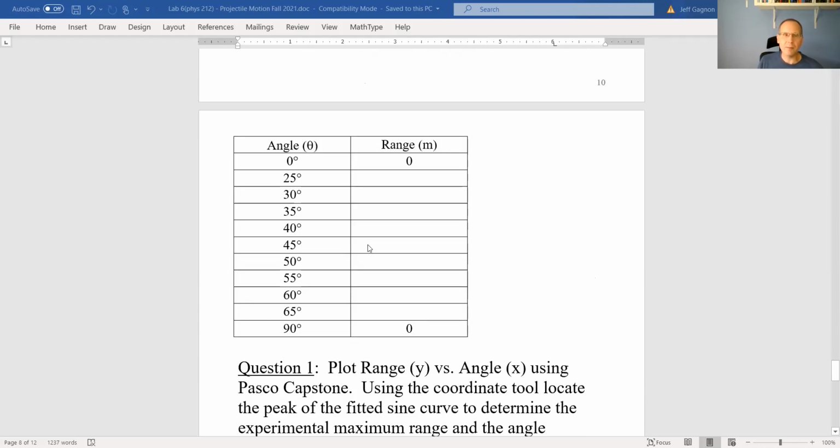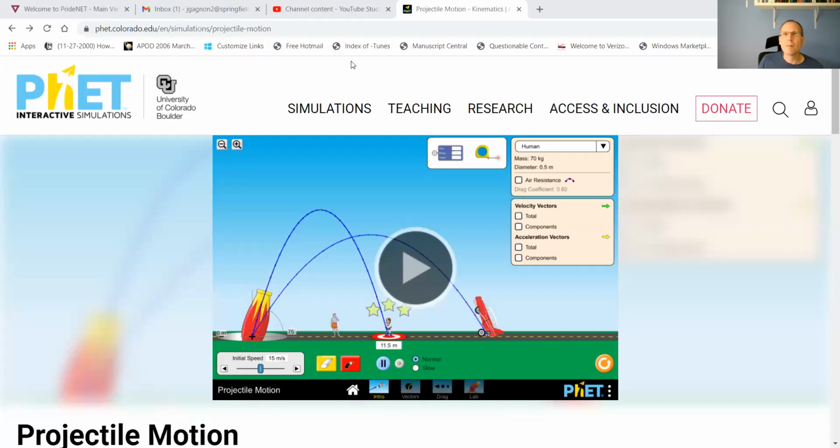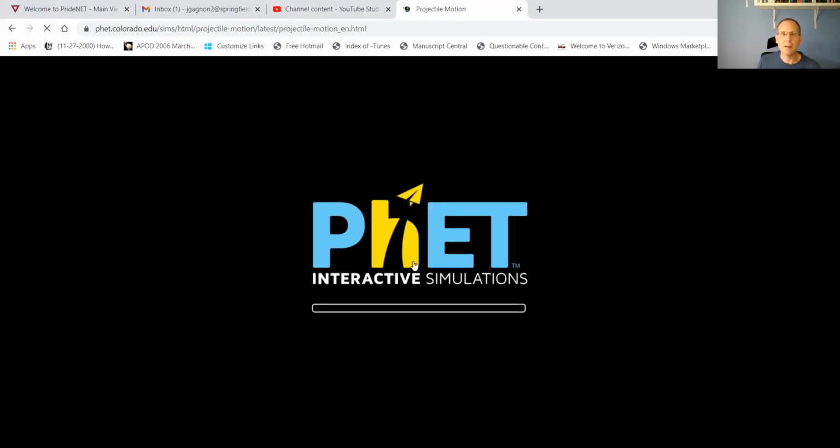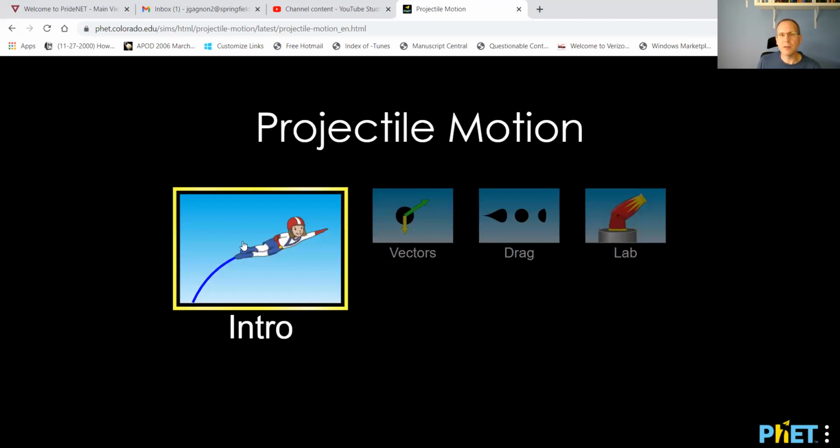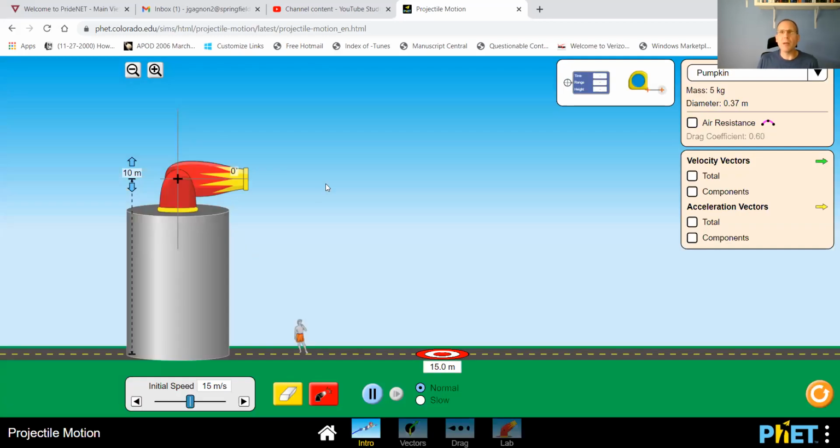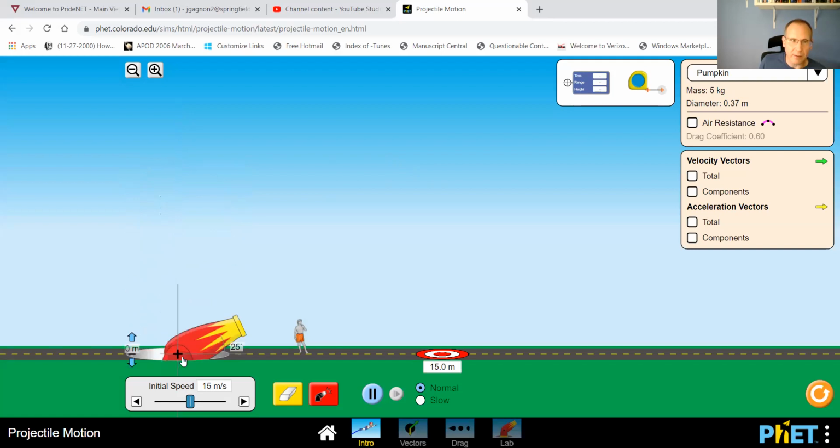Okay, so I have a table here. For each of these angles, you're going to measure the range. Let me go to the simulation right now. Okay, so here is the PhET simulation for projectile motion. You're going to click on it. There are several options, and we're just going to use the Intro. A couple of things: you want to bring the cannon down so it's launching from 0 meters, not at 10. By the way, this is where it actually launches from, right where the X is. So it comes out of here.